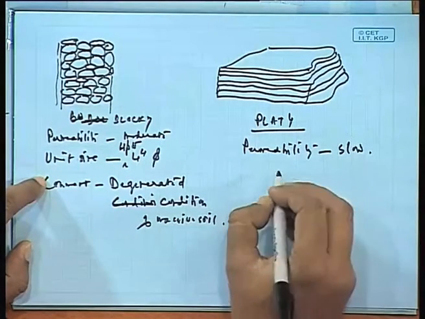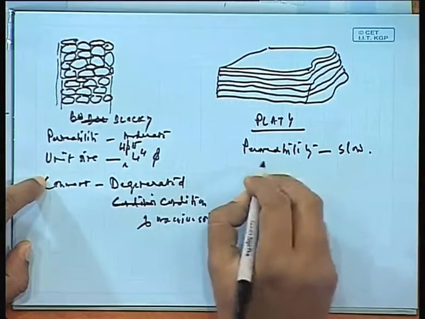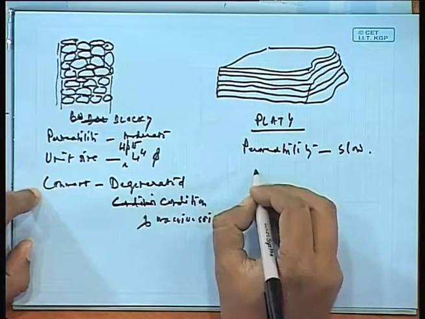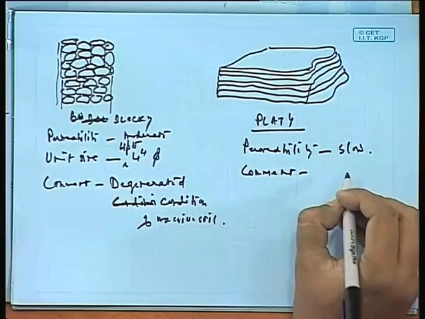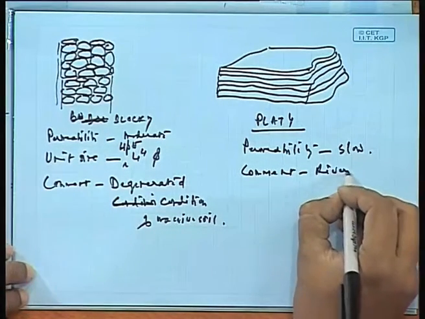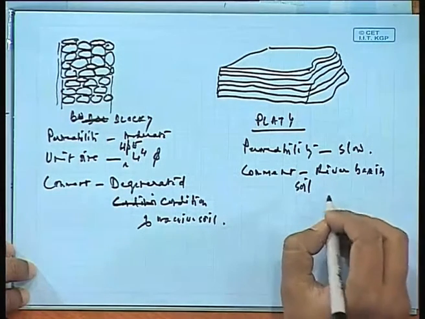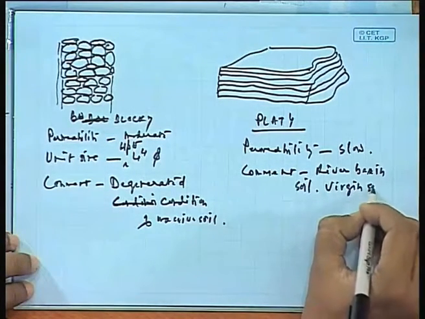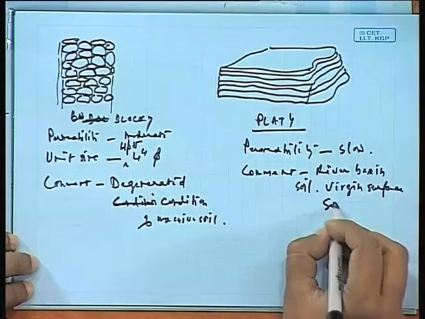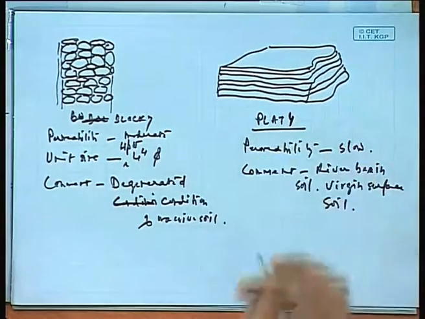The unit size is inconsequential. It doesn't matter because it looks like a plate. As for occurrence, the comment: river basin soil, say, the virgin surface soil. So you can find them in the virgin surface soil. So this is the platey structure of the soil.